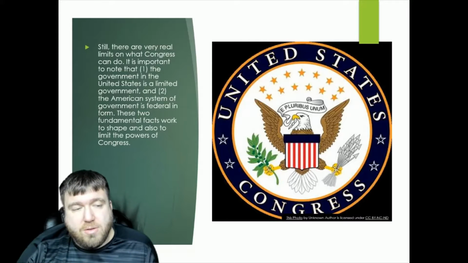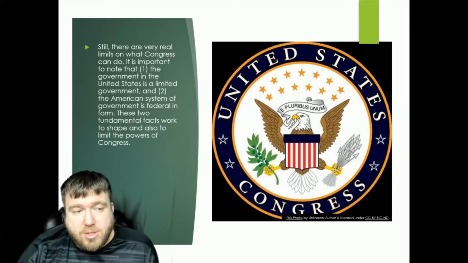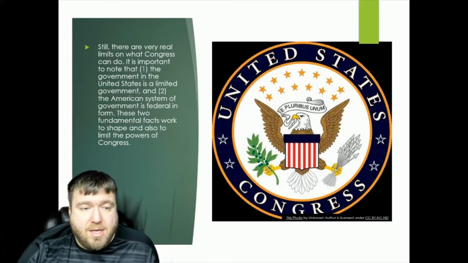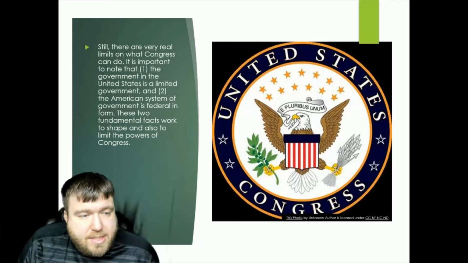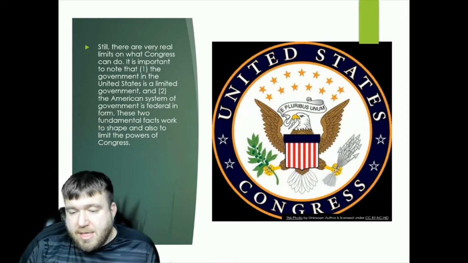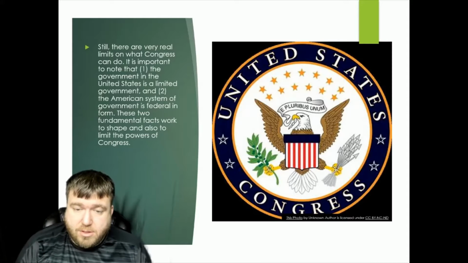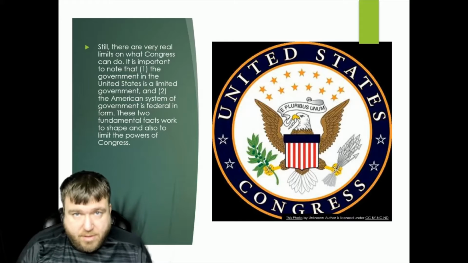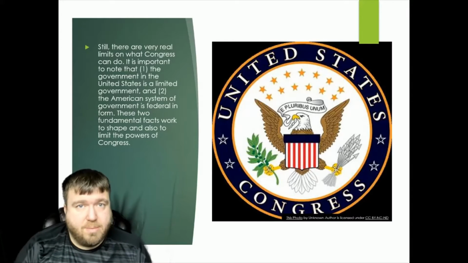It is important to note that 1. The government in the United States is a limited government, and 2. The American system of government is federal in form. These two fundamental facts work to shape and also to limit the powers of Congress. Now, it says the American system of government is federal in form. That means that there are national government levels and state government levels. There's not just one level of government that does everything. So that is something that also shapes and limits the powers of Congress.